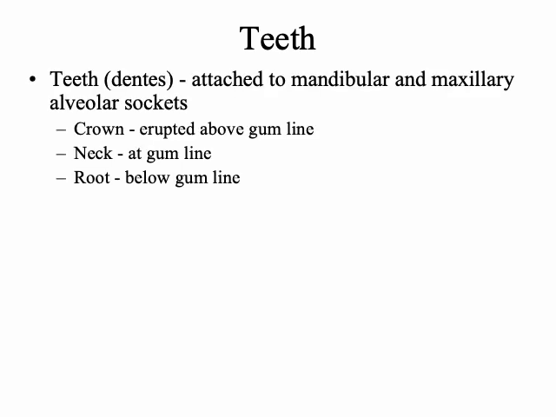So the dentes are in these little pockets in the mandible or the maxilla. We've got a couple parts of a tooth: the top portion of the tooth, the crown, which is above the gum line, the neck, which is going to insert into the gum line, and then the root, which is really reinforced into the socket so that it stays attached.